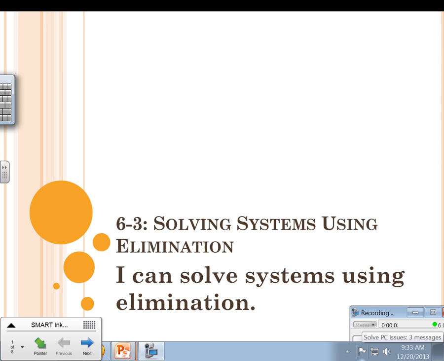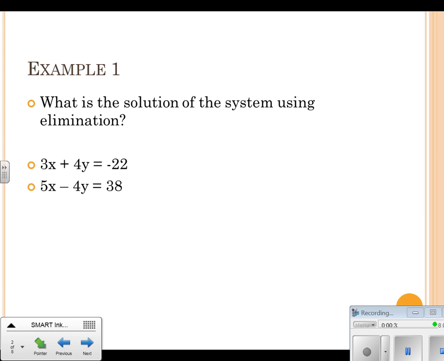In this video 6.3, we are going to be solving systems using elimination. By the end of the video and work time in class, you should be able to say, "I can solve systems using elimination." So far we've been solving with graphing. We've been solving using substitution. So this is a third method to solve a system. And the key is going to be deciding which way to solve a system is going to be the quickest.